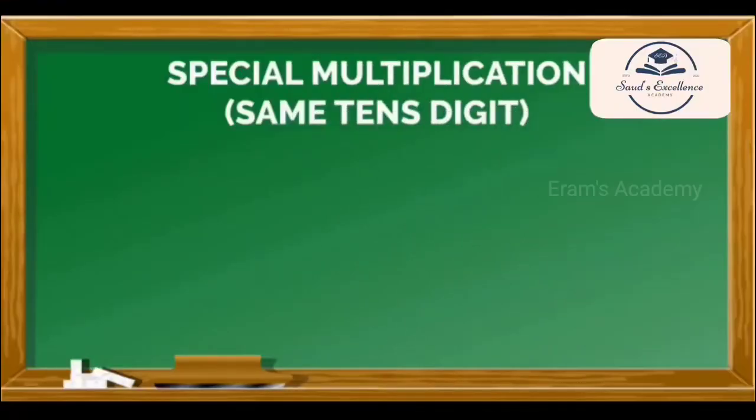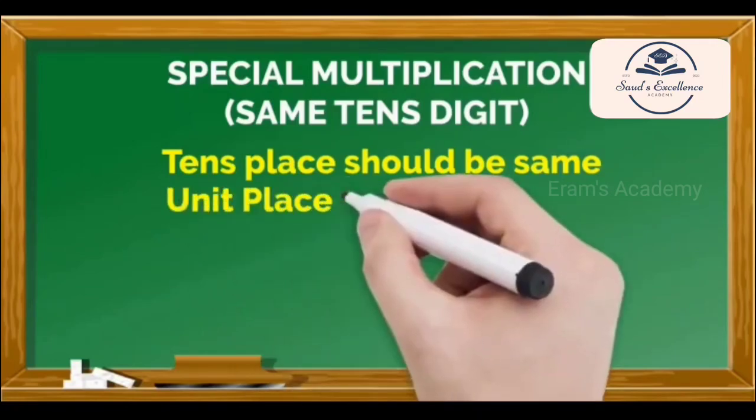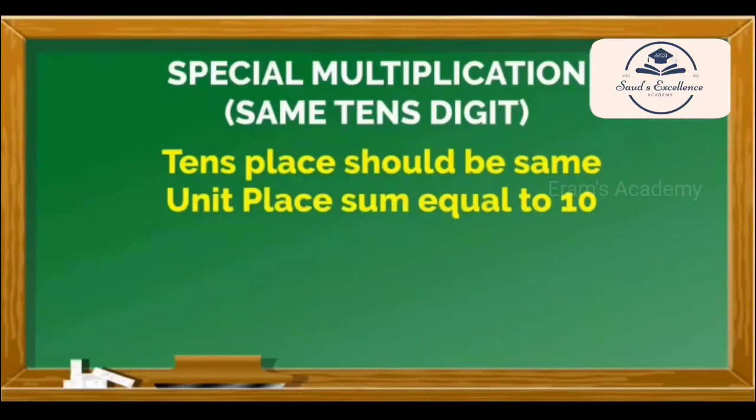We are going to learn about special multiplication. We have to follow two rules. First, the tens place should be the same. Second, the unit place sum should equal 10.